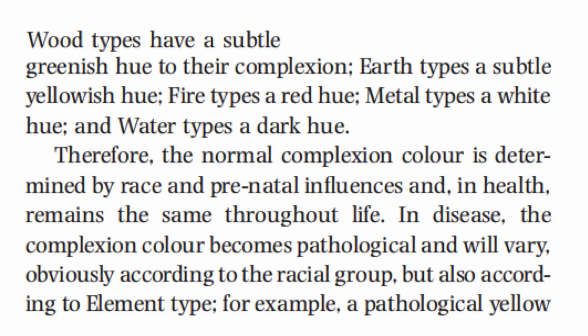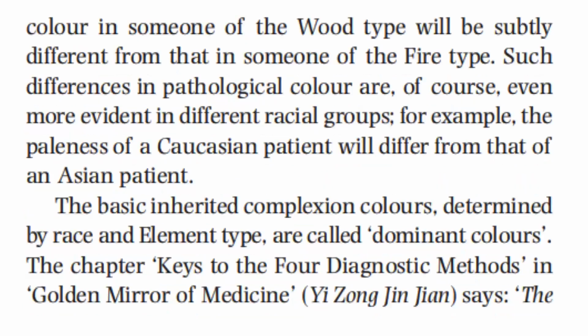In disease, the complexion color becomes pathological and will vary, obviously according to the racial group, but also according to element type. For example, a pathological yellow color in someone of the wood type will be subtly different from that in someone of the fire type. Such differences in pathological color are, of course, even more evident in different racial groups. For example, the paleness of the Caucasian patient will differ from that of an Asian patient.